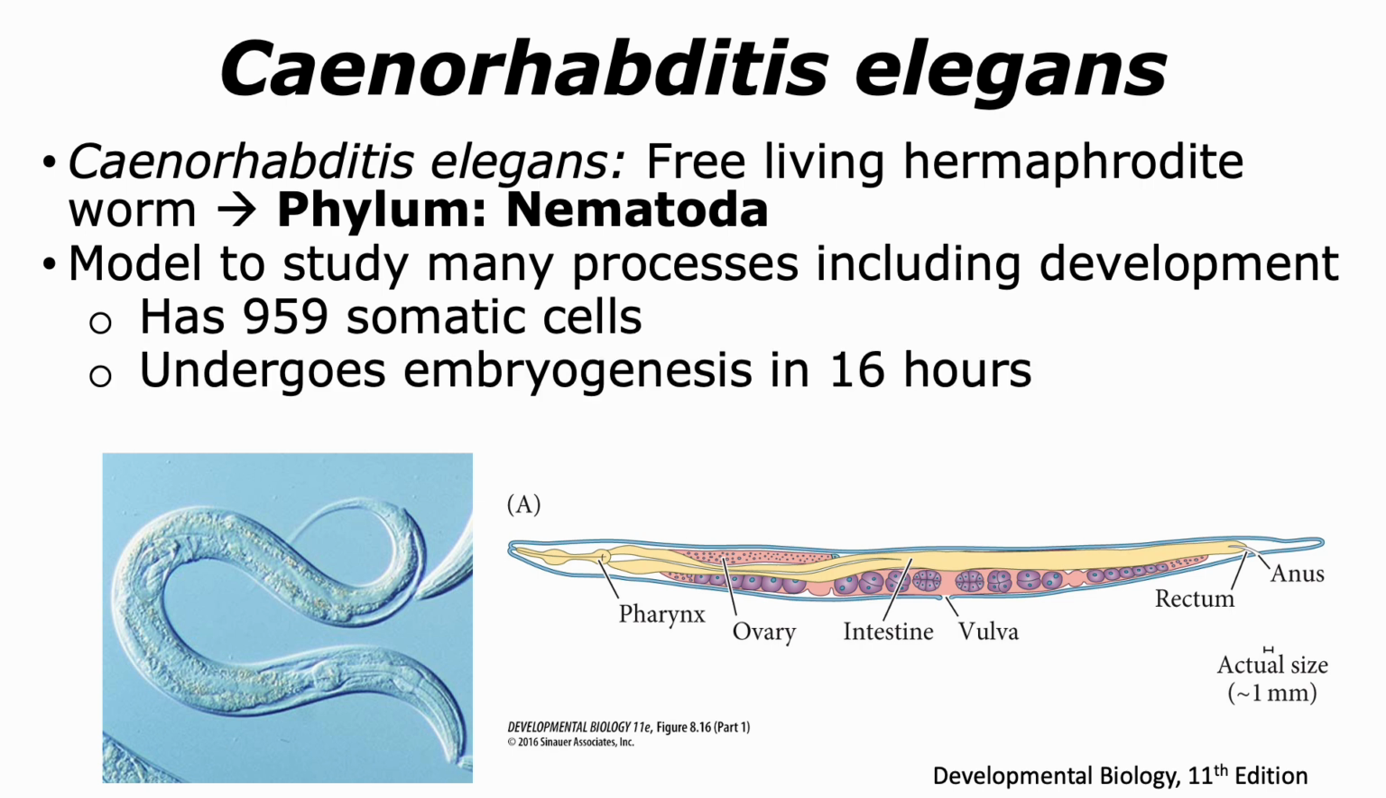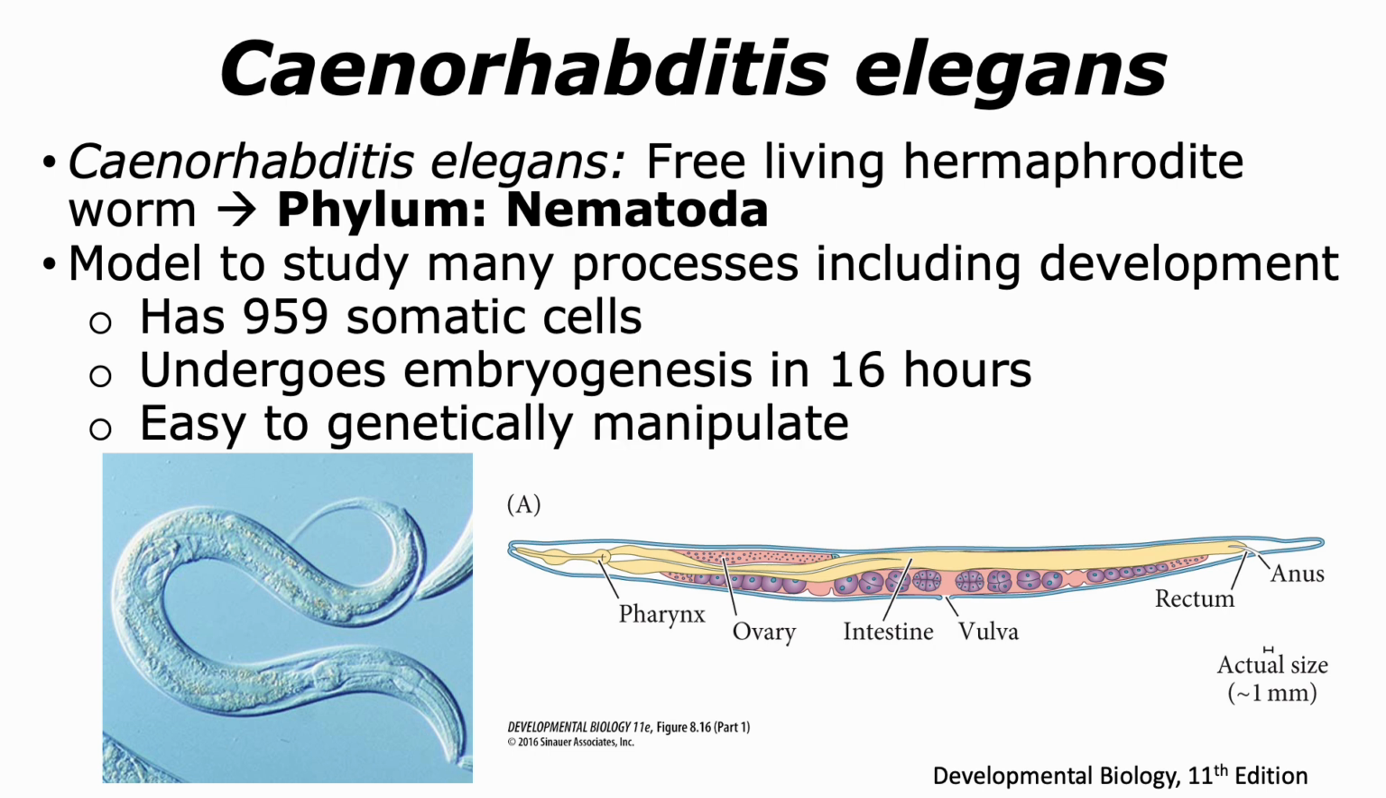It is able to undergo embryogenesis within 16 hours, and hence its developmental processes are relatively quick. It is also easy to genetically manipulate, and all these factors enable C. elegans to be used as a model for experimental processes.